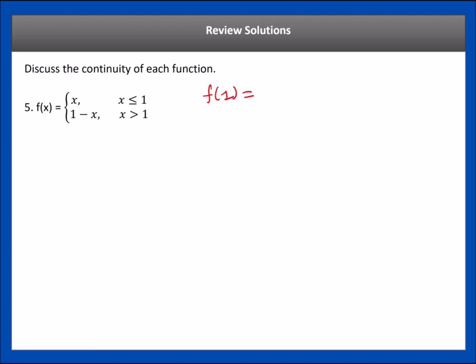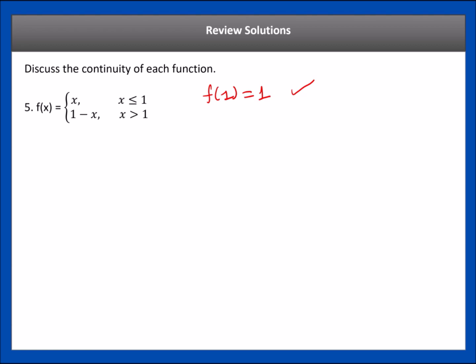Well, when x is equal to 1, we have to use this portion of the function because that's where it has the bar, equal to. So x is less than or equal to 1. If we plug in 1 into here, that's just going to be 1. So f of 1 is 1. This is defined, so check, it's defined. That looks good so far.